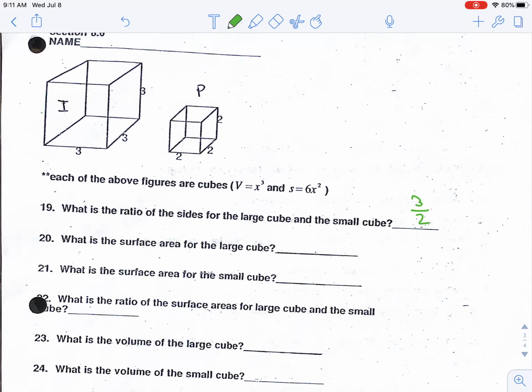So what is the surface area of the large cube? Well, the surface area is 6 times the side squared. So we get 6 times 3 squared, which is going to give us 54. For the smaller cube, it's 6 times 2 squared, which is 24. So what is the ratio of the surface areas, or in other words, the areas? We get 54 over 24, which is the reduced ratio of 9 to 4.